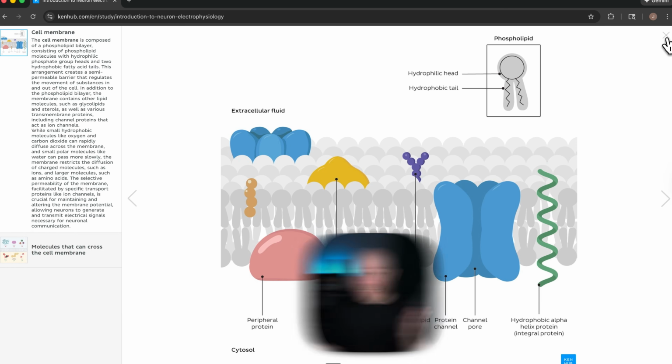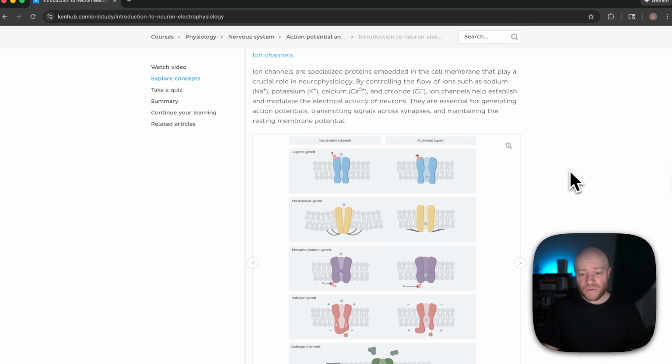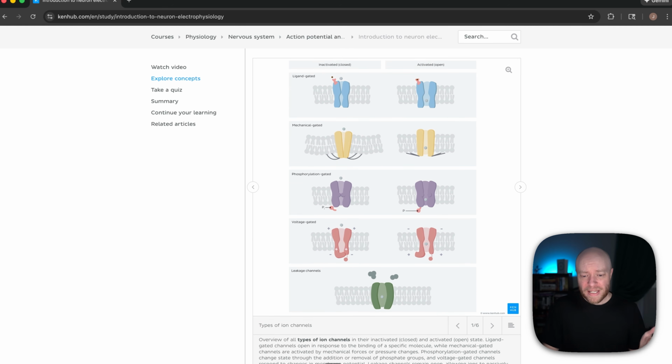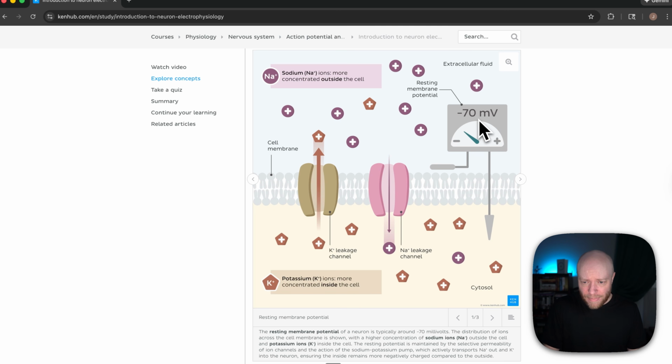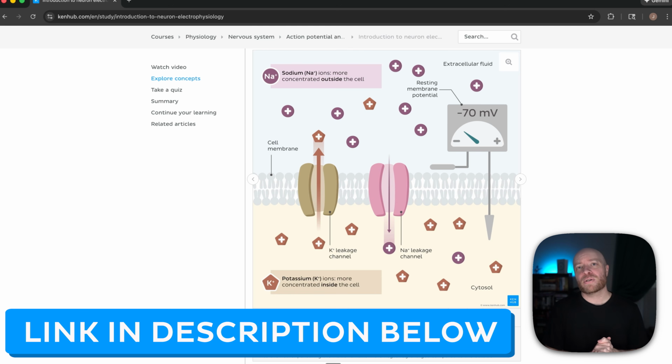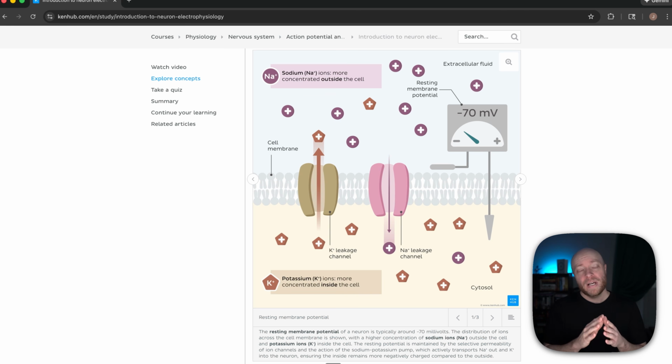All right. So again, this was part of a larger physiology study unit. These things are amazing. They are just gigantic lessons. As you can see, there's so much going on here. It's even talking about the resting membrane potential at negative 70 millivolts. There's so much that we pack into these lessons.